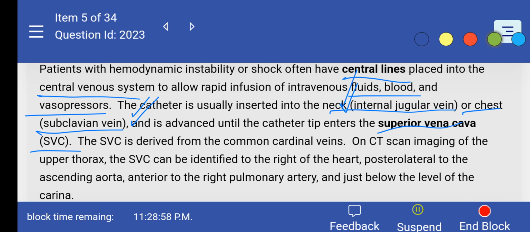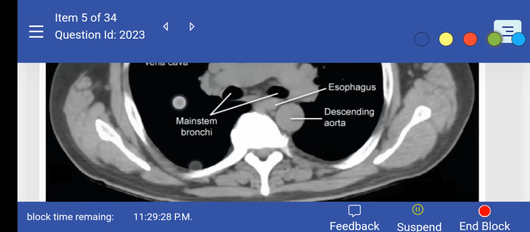Okay, this is important. On CAT scan imaging of the upper thorax, the superior vena cava can be identified to the right of the heart, located on the right of the heart, right? Posterolateral to the ascending aorta. Posterolateral to the ascending aorta. Anterior to the right pulmonary artery, and just below the level of the carina. And one more thing which you shouldn't forget.